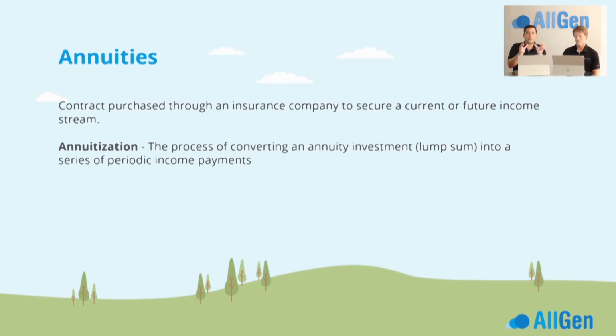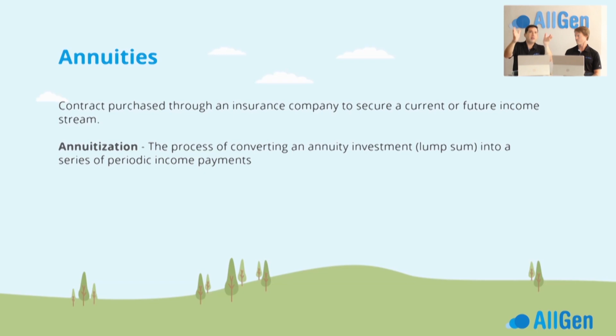An annuity is a contract that's purchased through an insurance company to secure some type of current or future income stream. Okay, so what happens, you may pay a lump sum, or over time pay X amount that accumulates to a lump sum, and then you trigger this thing called annuitization. You annuitize, which is the opposite of actually taking the lump sum out, which is sometimes an option, but the non-option is annuitization.